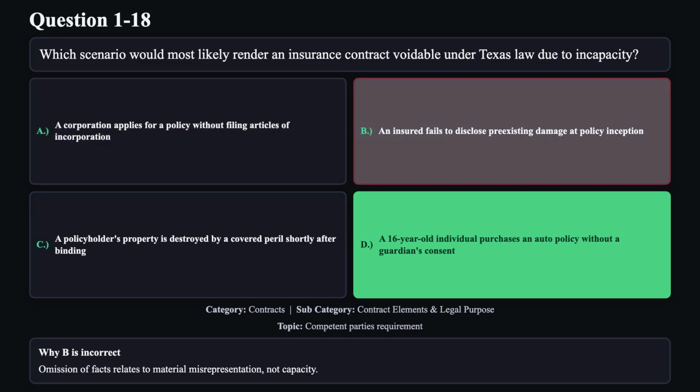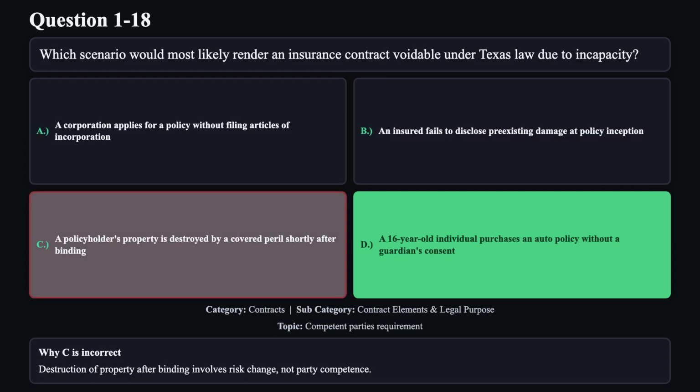Reason B is not correct. Omission of facts relates to material misrepresentation, not capacity. Reason C is not correct. Destruction of property after binding involves risk change, not party competence.